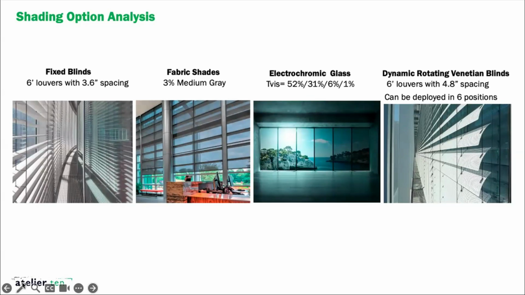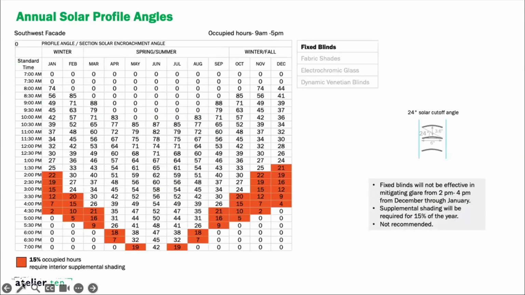The first is fixed blinds with fixed spacing. The next one is fabric shades, that's deployable, electrochromic glazing, as well as dynamic rotating Venetian blinds. So for each of these shading options, we started off by doing an annual solar profile angle plot to identify the times of year that would require supplemental shading or the different levels of deployment across the times of year. So specifically for these fixed blinds, you can see that 15% of the occupied hours still require interior supplemental shading.